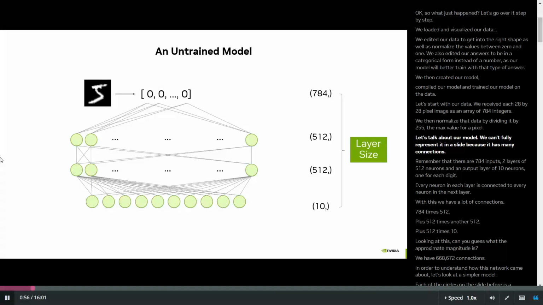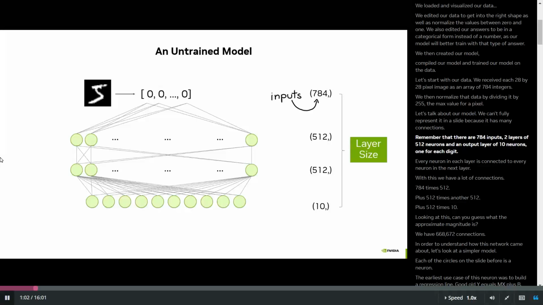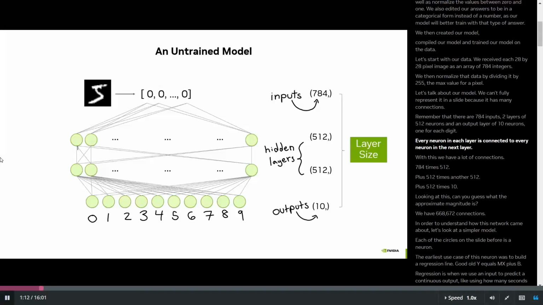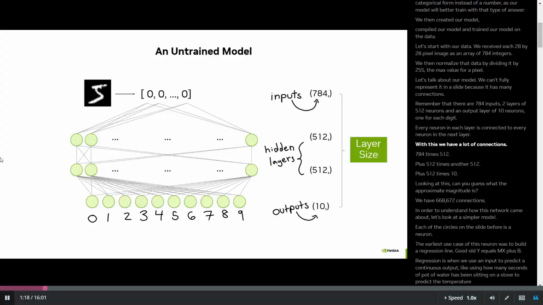Let's talk about our model. We can't fully represent it in a slide because it has many connections. Remember that there are 784 inputs, 2 layers of 512 neurons, and an output layer of 10 neurons, one for each digit. Every neuron in each layer is connected to every neuron in the next layer. With this, we have a lot of connections.